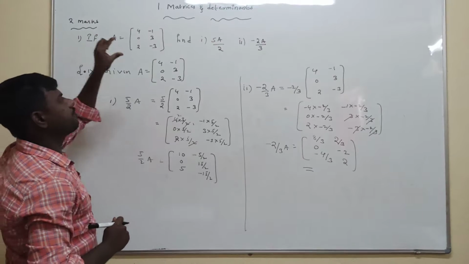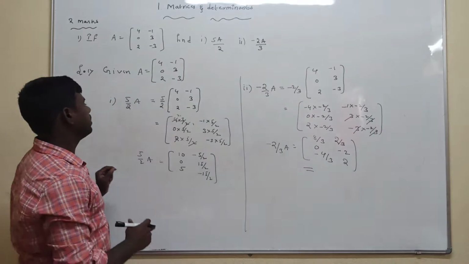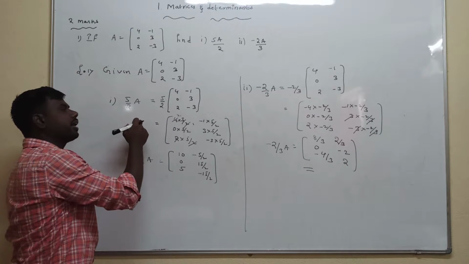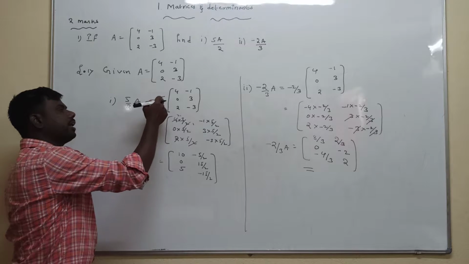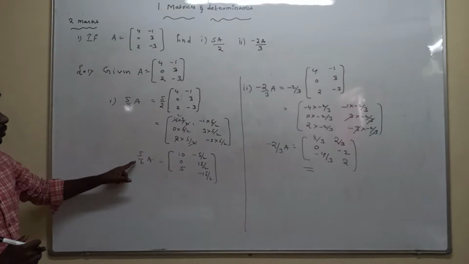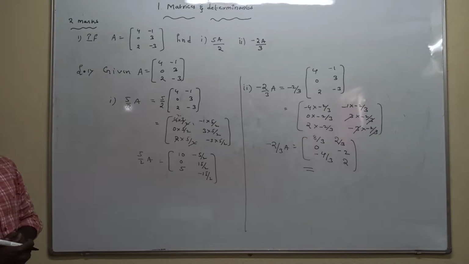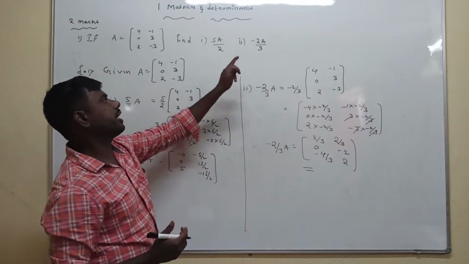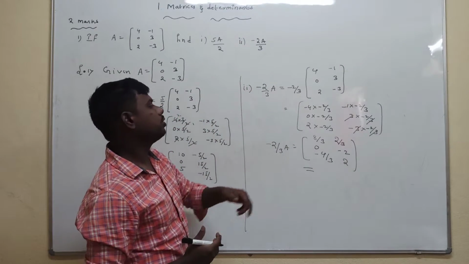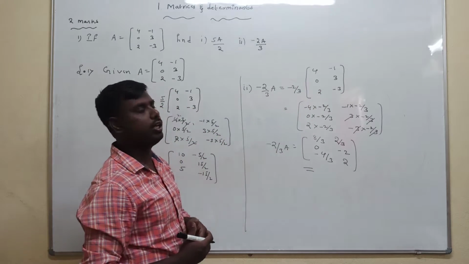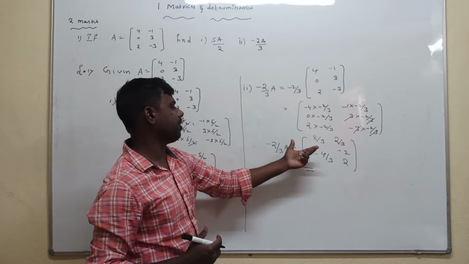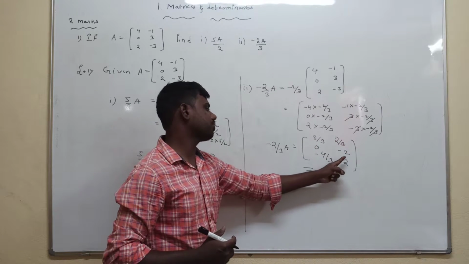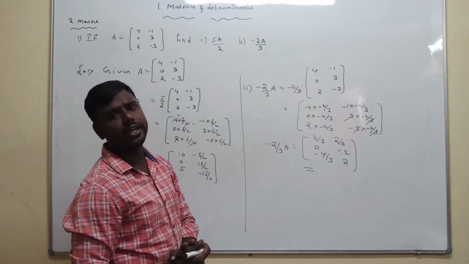In the given A matrix, to find 5 by 2 into A, we substitute 5 by 2 and the A matrix. Each element is multiplied with the scalar element 5 by 2. Finally, we get the required values. The answer is 10, minus 5 by 2, 0, 15 by 2, 5, minus 15 by 2. Same as the second one, asking minus 2 by 3 into A, each element is multiplied with minus 2 by 3. We get the final answer 8 by 3, 2 by 3, 0, minus 2, minus 4 by 3, 2. This is the required solution.